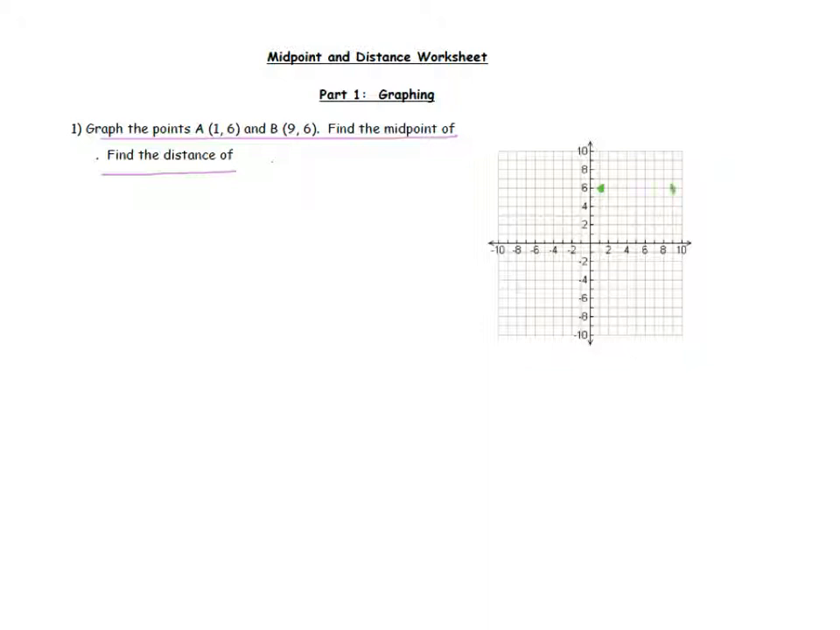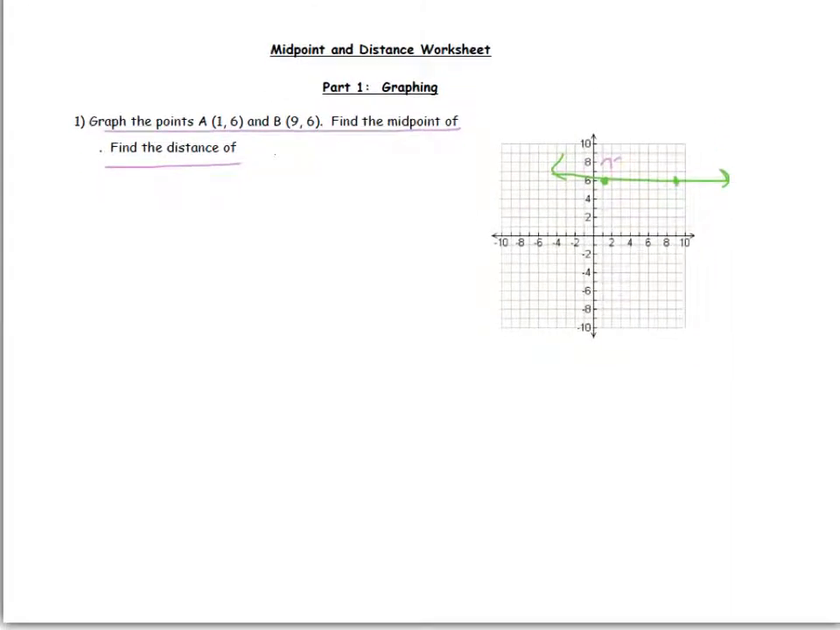So notice how we have a horizontal line. So to find the distance, all I have to do is count how many spaces are in between because it's a straight line. It's hard to do it on here, but if you go ahead and count how many points are across, you're going to find that your distance is 8 units.